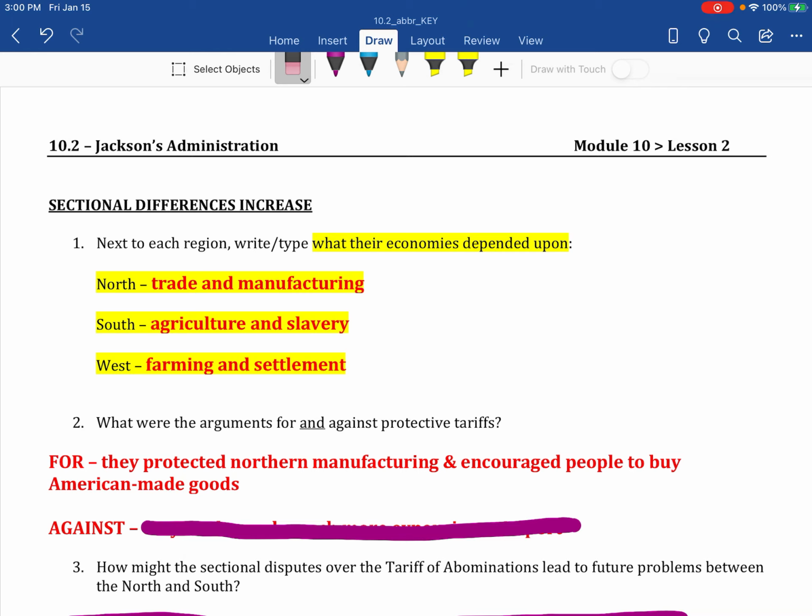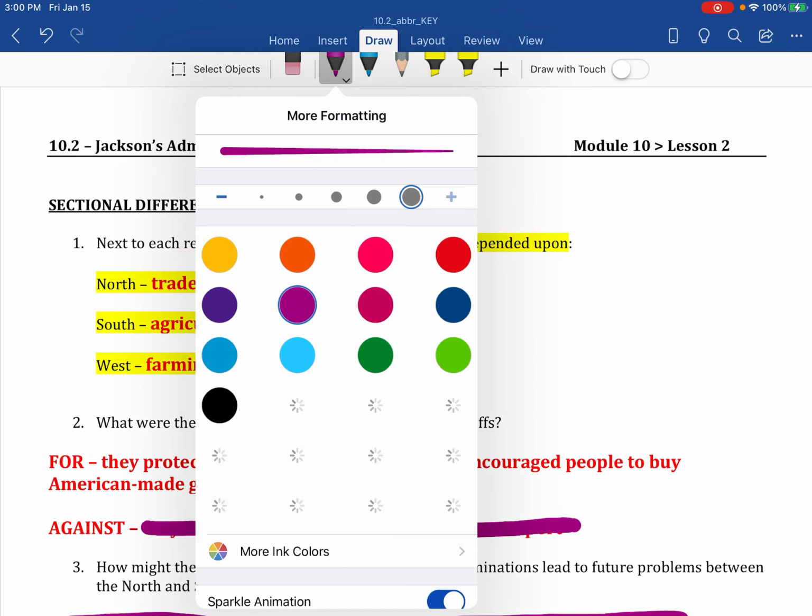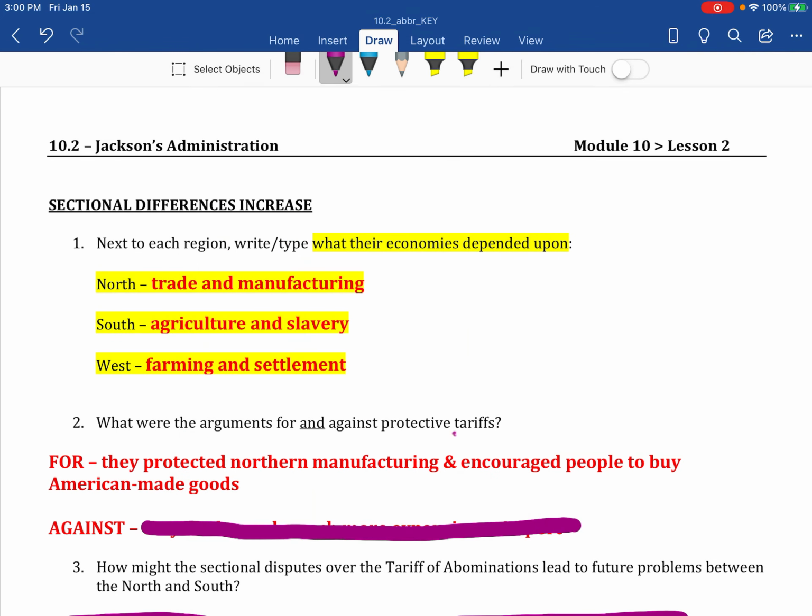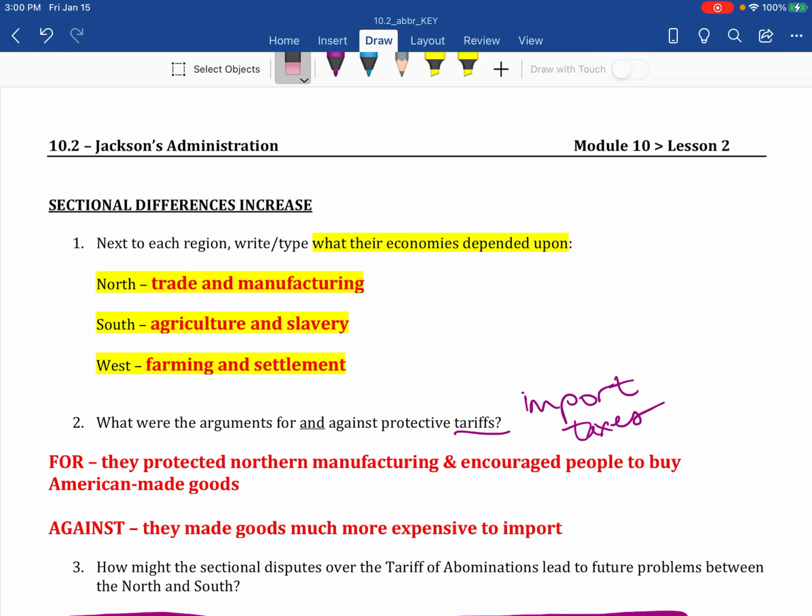So if you're for tariffs, which are import taxes, by the way, if you forget what those are, I'll write that down. The idea is that you make foreign goods more expensive than American-made goods because it supposedly will encourage people to buy American-made products. But the people who are against them argue that they make goods too expensive to import, and the American companies might raise their prices anyway. So that's why people are against it. And it tends to be people in the North that are for the tariffs. People in the South tend to be against them.